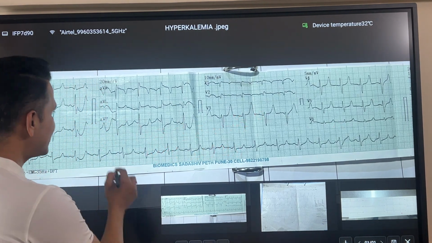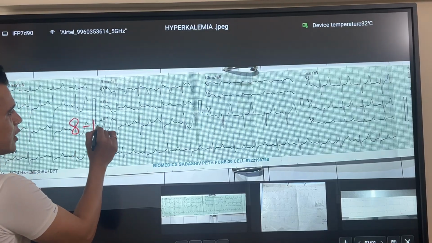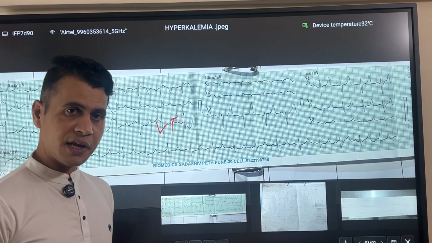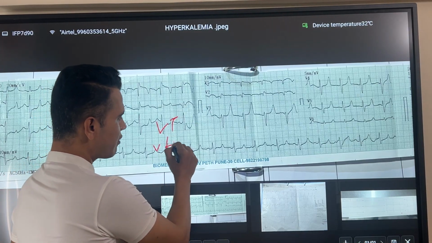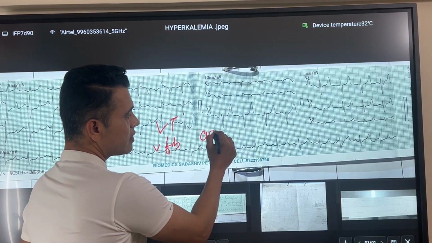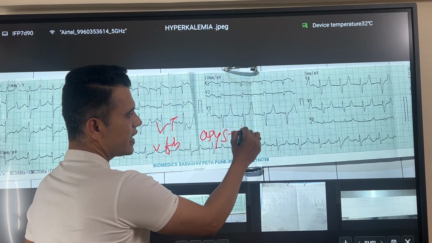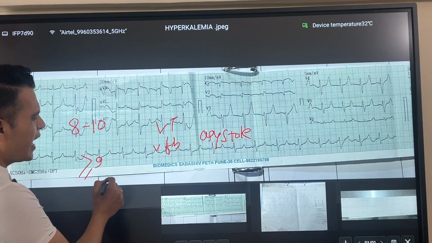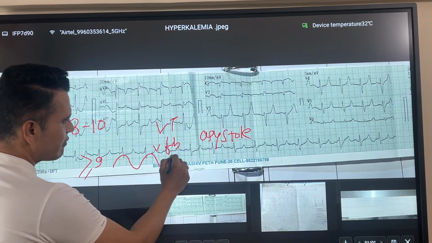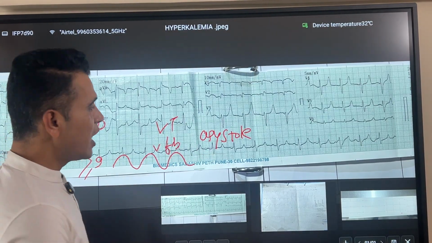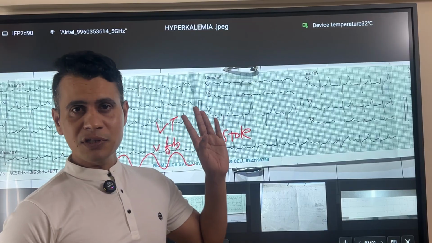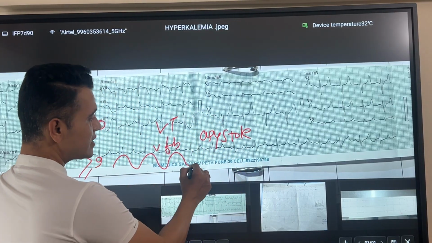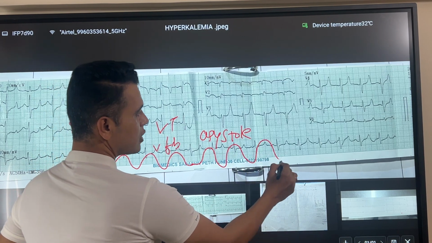Once the potassium rises to 8 to 10, the patient can at any time have ventricular tachycardia, ventricular fibrillation, or cardiac asystole. As the potassium rises to more than 9, the patient can have a sine wave pattern. Sine wave pattern means on the ECG you will not be able to see the P wave, QRS wave, or T wave. You can see this type of pattern.